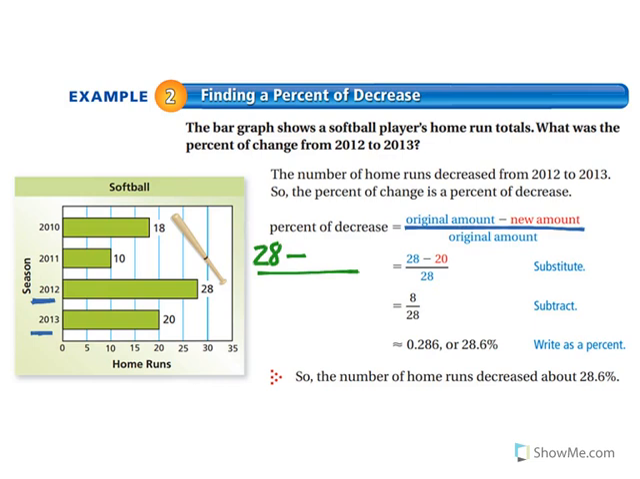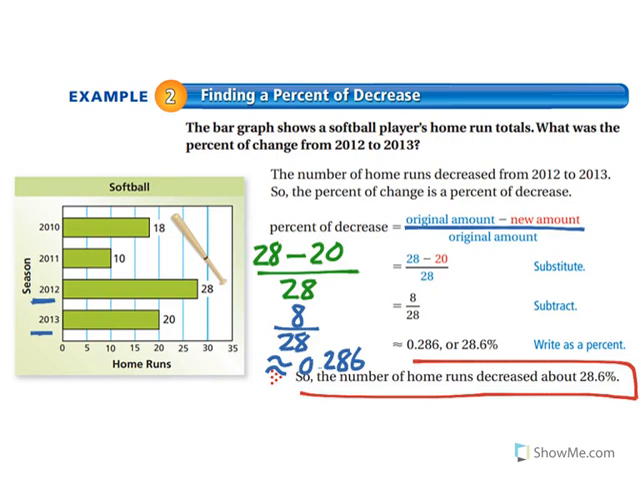We're going to subtract the new amount, 20, and divide it by 28, the original amount. 28 minus 20 is 8, divided by 28, and we get approximately 0.286. So the number of home runs decreased about 28.6%.